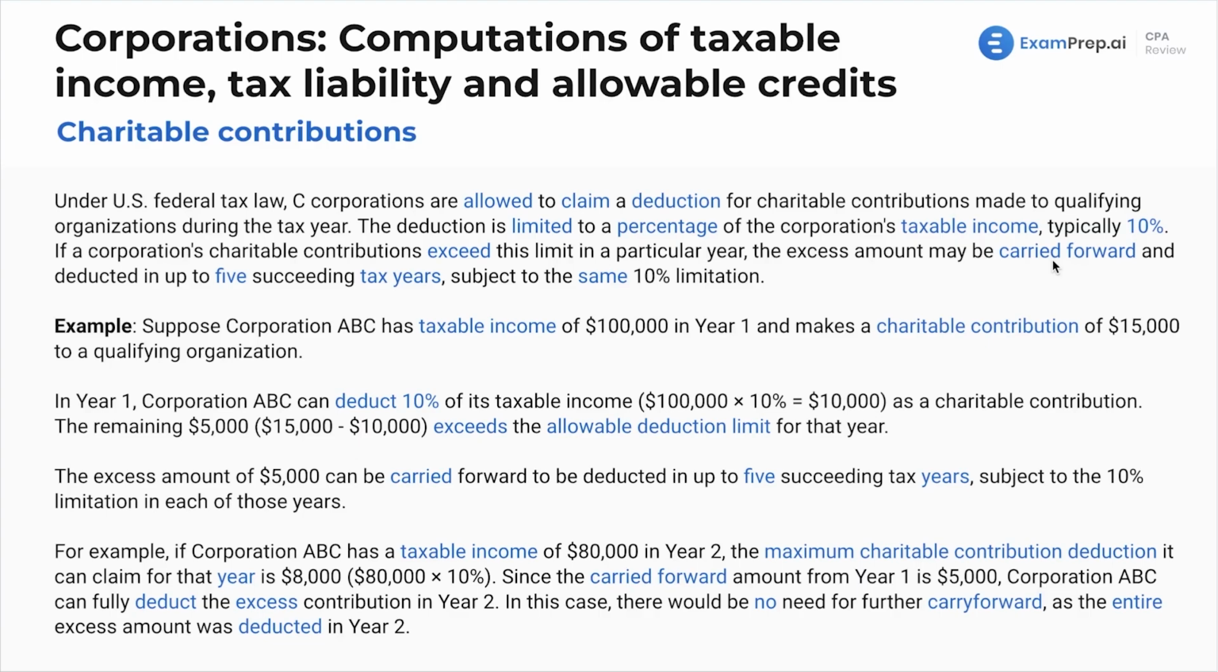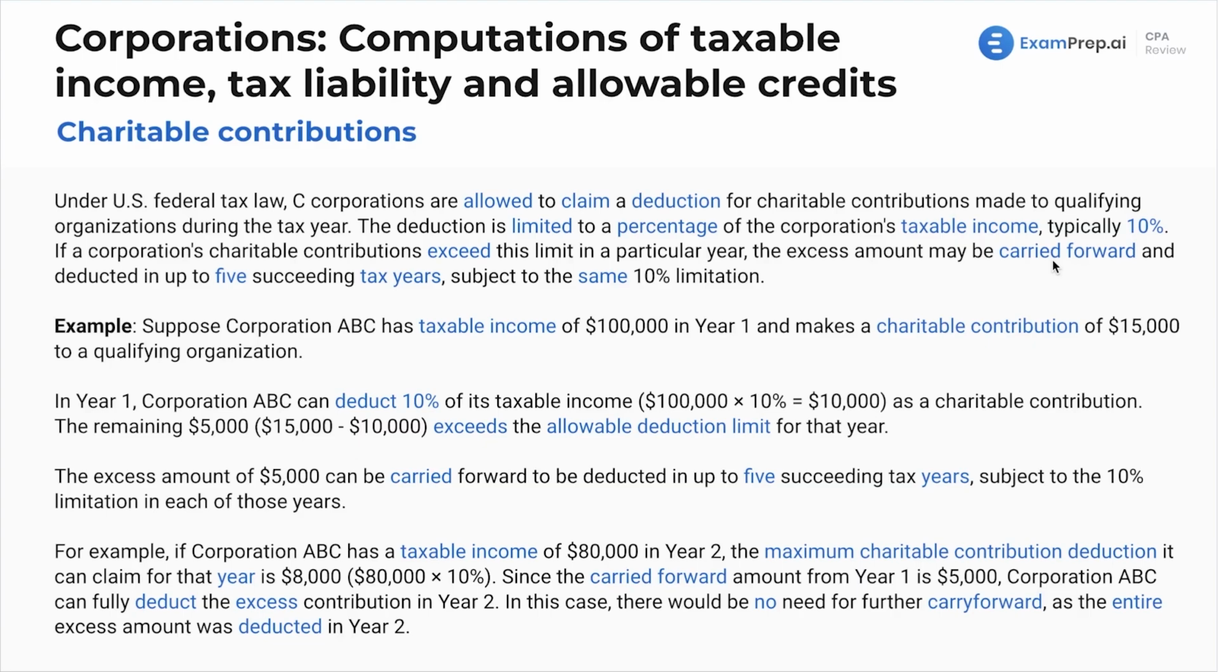Example here being, suppose that ABC Corp has taxable income of $100,000 and makes charitable contributions of $15,000 to a qualifying organization. Now, remember how we did this in the example a couple slides back? We have to take into account all the other expenses first, the other deductions. Now, in year one, Corporation ABC can deduct 10% of its taxable income. We see this here, $10,000 maximum as a charitable contribution.